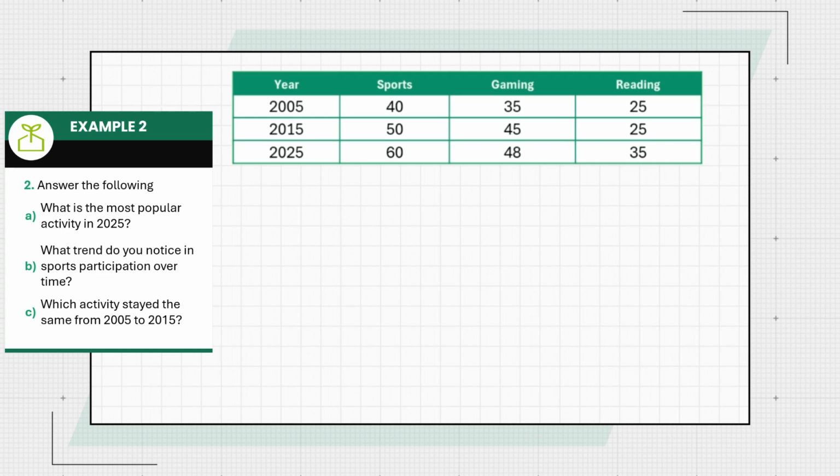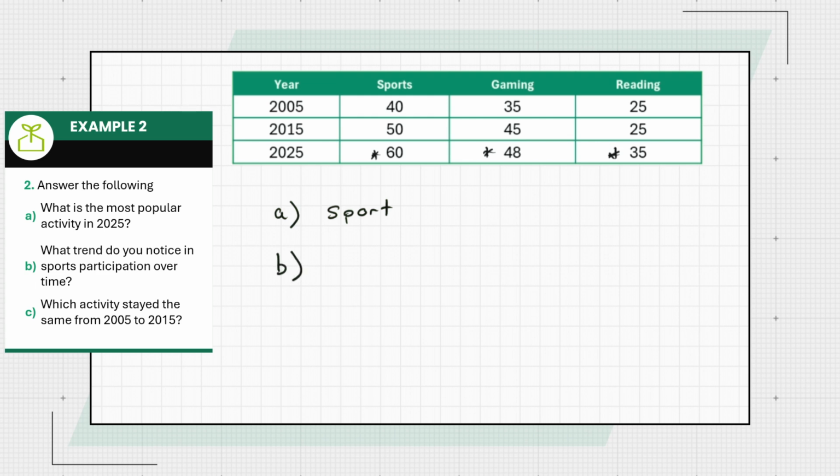So let's get started. What is the most popular activity in 2025? Well, we'll go to 2025 and we go across and we've got 60, we have 48, and we have 35 people preferring reading. So in fact, sport is our most preferred activity.